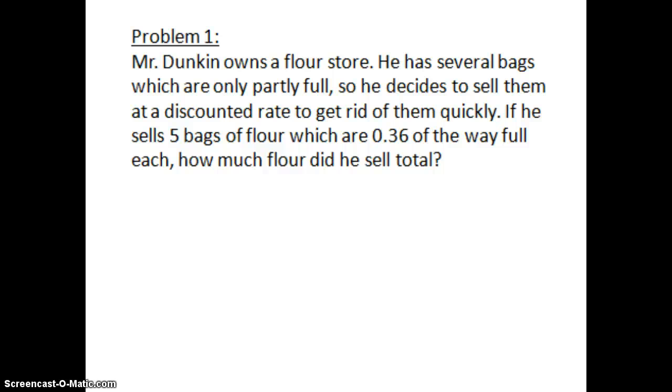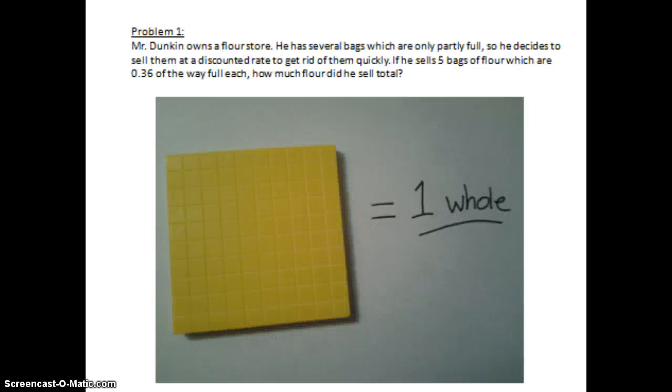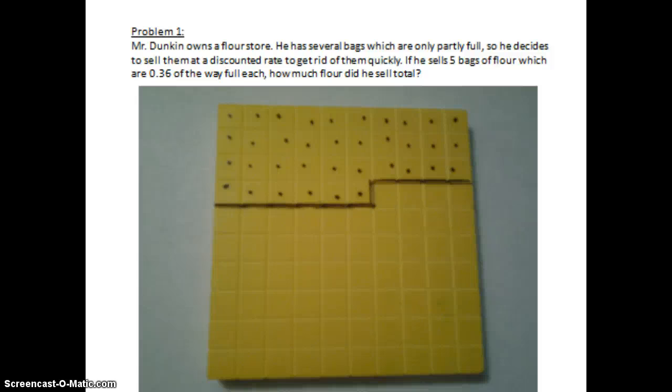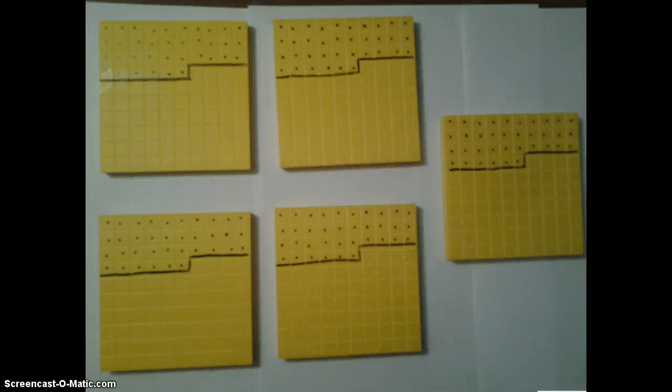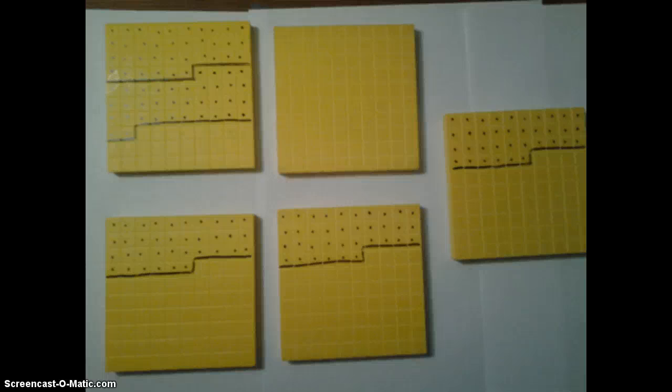Now, another way that we can show this problem is by using base 10 blocks. This block represents one whole. As you can see on this block, I marked off 0.36. Now in our story problem, we learned that there were 5 groups of 0.36. So here are 5 groups with 0.36 in each of them. Let's add them together to find the answer. First, just like in our illustration, we'll add 2 of the groups together. So we took all the dots that were filled in on this block and put them onto this one. So 0.36 plus 0.36 equals 0.72.